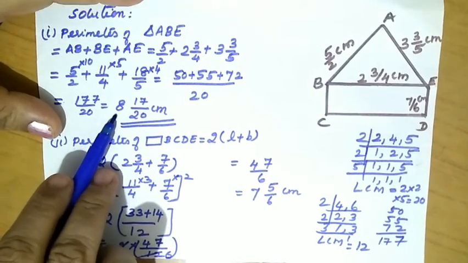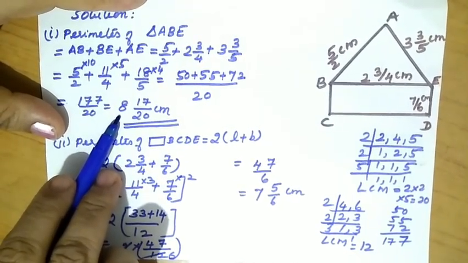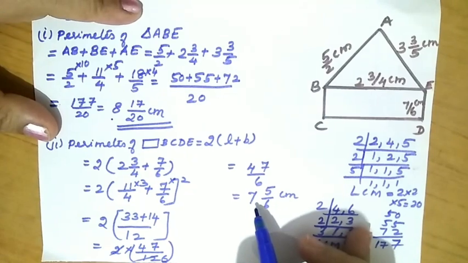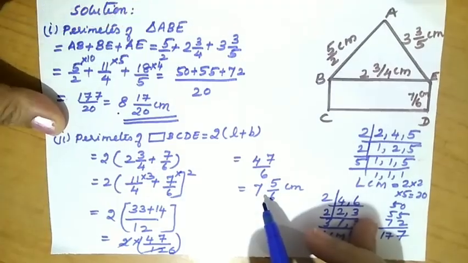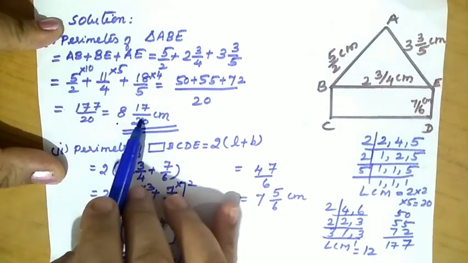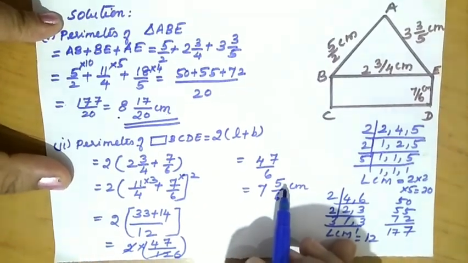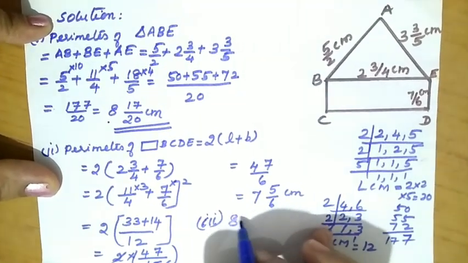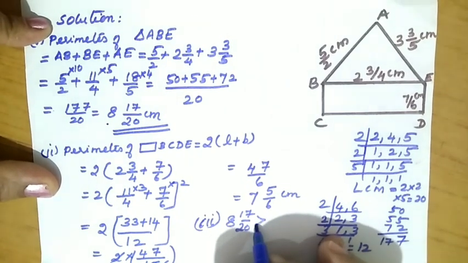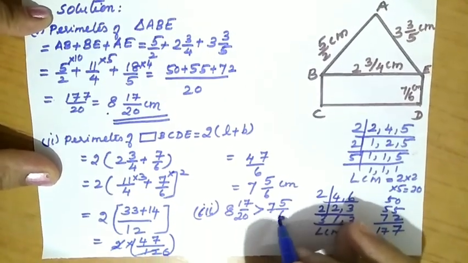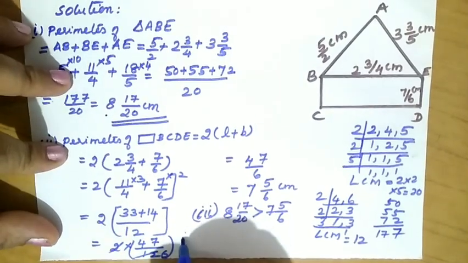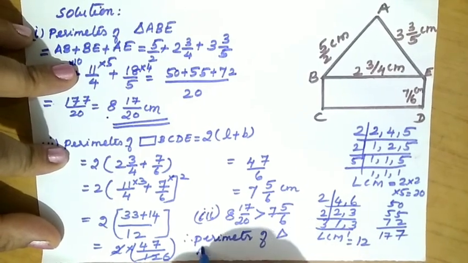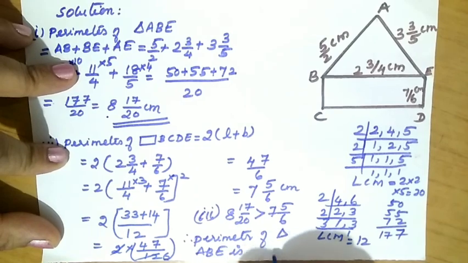Now see, the perimeter of the triangle is 8 integer 17 by 20 and the perimeter of BCDE, that is the rectangle, is 7 integer 5 by 6. While seeing the natural number itself, you can see that 8 integer 17 by 20 is greater than 7 integer 5 by 6. So, which perimeter is greater? Perimeter of triangle ABE is greater.